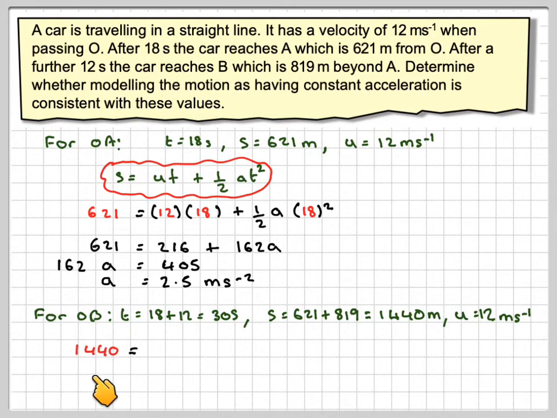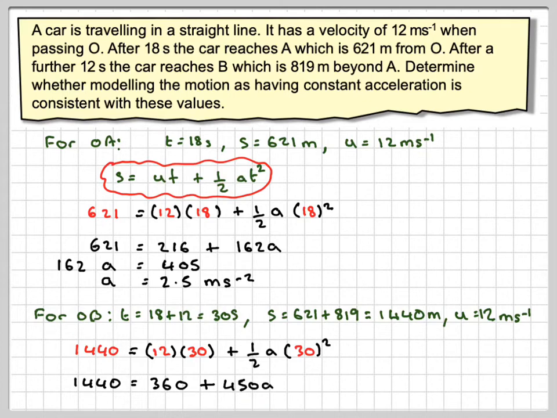Okay, so now taking my displacement being 1,440, which is equal to the initial speed, which is 12, times the time, which is 30, plus a half times a times 30 squared. So that gives 1,440. 12 times 30 is 360. 30 squared times a half is 450a. So that gives 450a is 1,440 minus 360, which is 1,080. Therefore, a will be equal to 1,080 divided by 450, which is 2.5 metres per second squared.